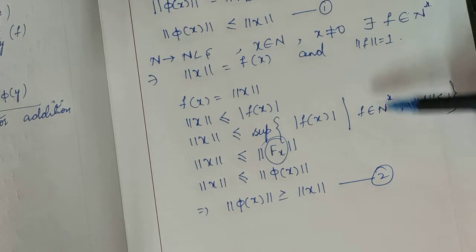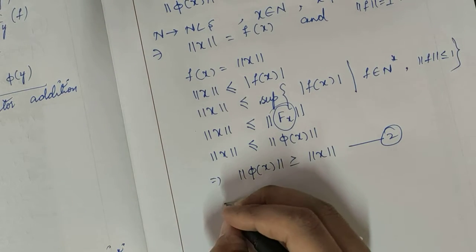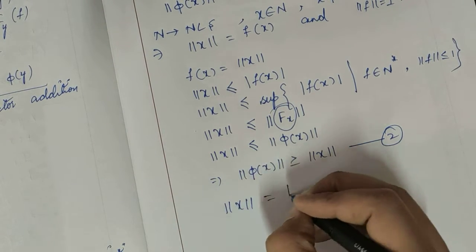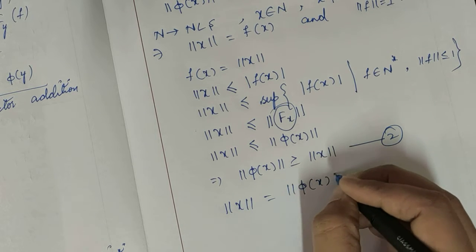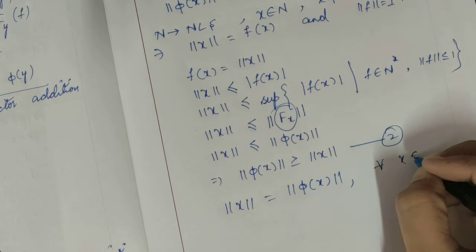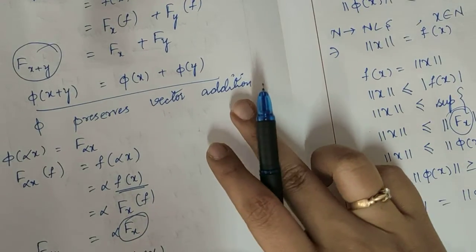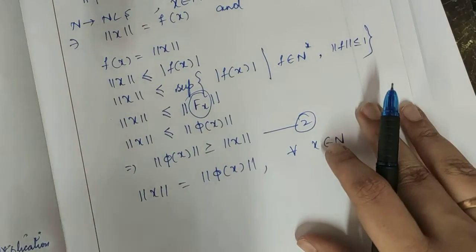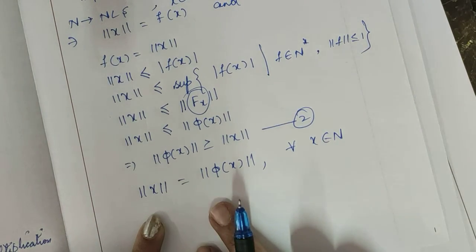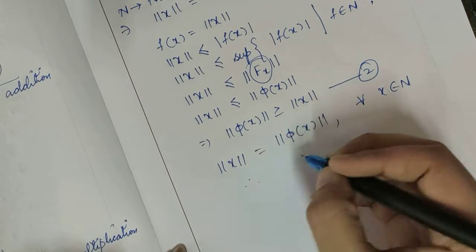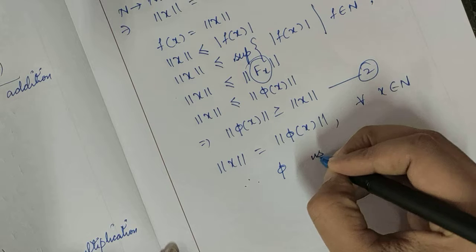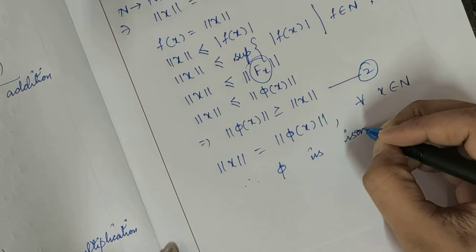So from inequalities 1 and 2 we can conclude that norm x is equal to norm phi of x for all x belongs to N. So phi is one-one, phi is linear and norm x is equal to norm phi of x. Therefore we can say that phi is an isomorphism.